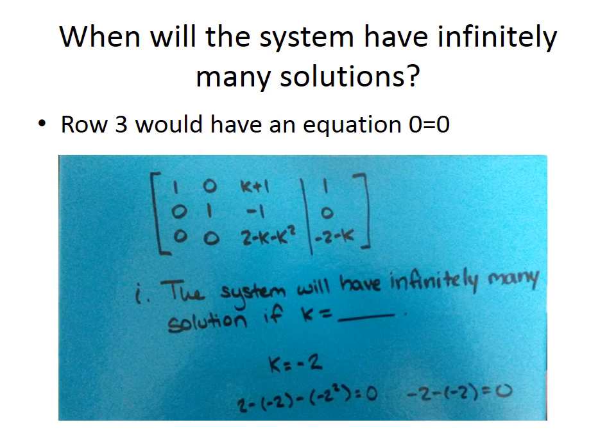For the system to have infinitely many solutions, row 3 would have an equation of 0 equals 0. Earlier I solved 2 minus k squared equals 0 when k is equal to 1 and -2. Now if you substitute -2 into both elements that have k, you get 0 on both sides.